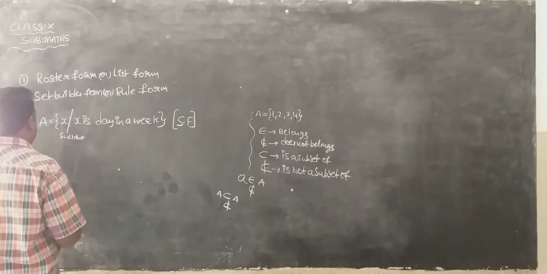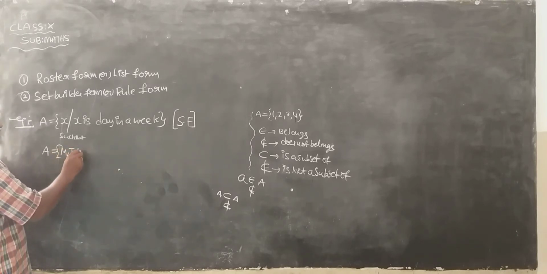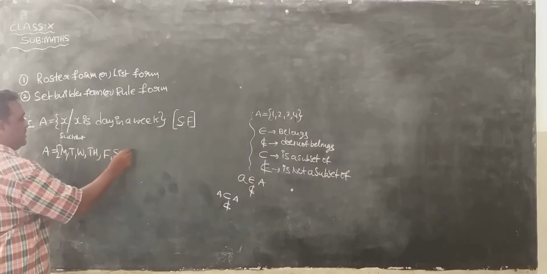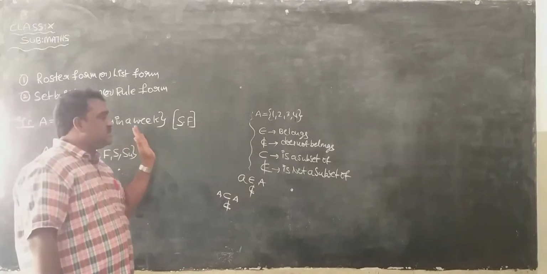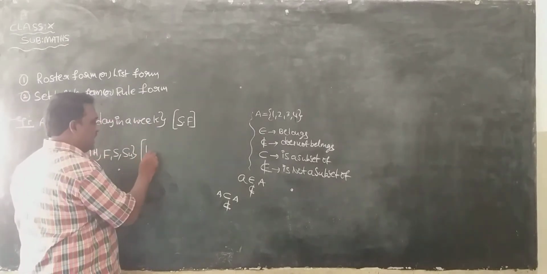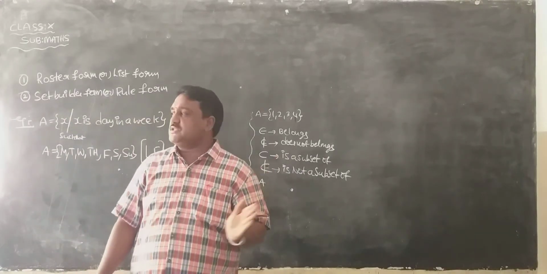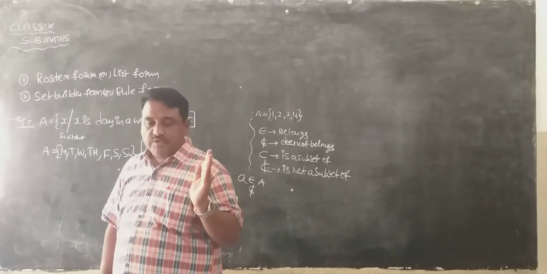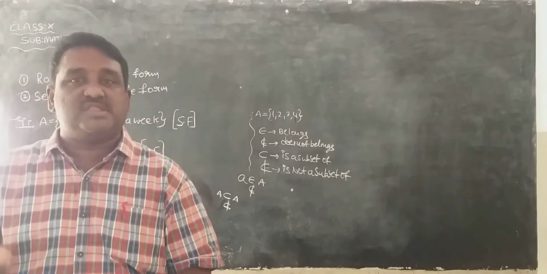Write set builder form in list form. What are the answers? Monday, Tuesday, Wednesday, Thursday, Friday, Saturday, Sunday. So like that, it is the answer. The first one is known as set builder form. The second one is known as list form. So we can convert set builder form to list form, and list form to set builder form.